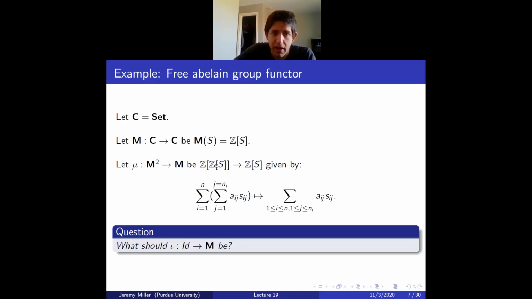And concretely, what's an element of the free abelian group on the free abelian group on a set? Well, it's a formal sum of formal sums of elements in S. And you can just view that as a formal sum of elements in S.